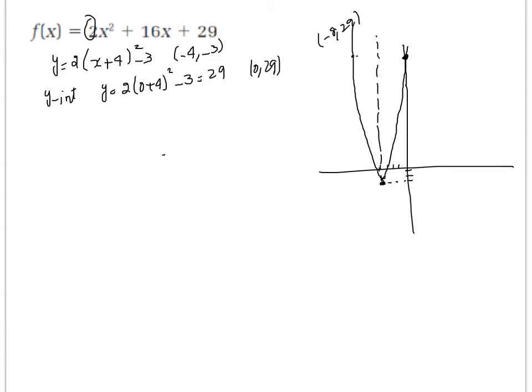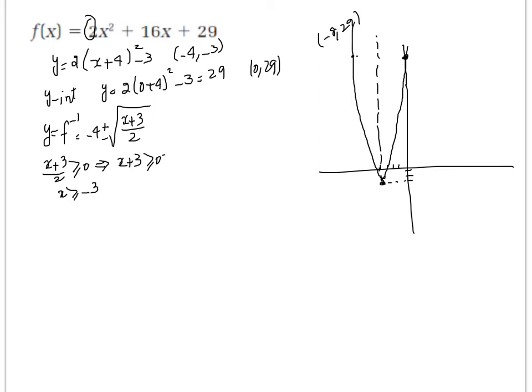Now we are going to plot the graph of the inverse. Again, for the inverse, we found that y or f minus 1 is negative 4 plus or minus square root of x plus 3 over 2. Since x plus 3 over 2 has to be greater than or equal to 0, if I multiply both sides by 2, I get x plus 3 has to be greater than or equal to 0, so x has to be greater than or equal to negative 3.